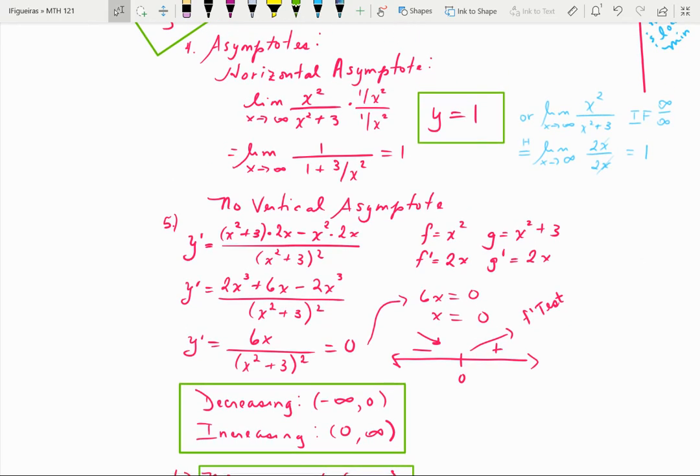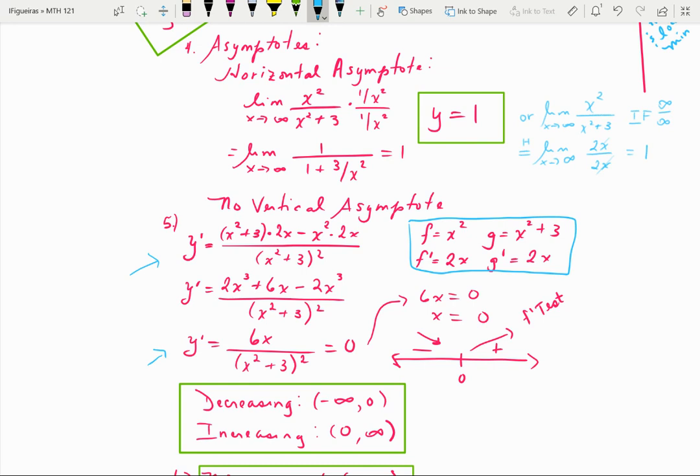Derivatives. So remember, first derivative allows you to find intervals of increasing and decreasing, maximums and minimums. So because my original function is a quotient, I'm going to use quotient rule. And so the work is here on the side, and the actual derivative applying the quotient rule is here on the left. So remember, it's gf prime minus fg prime all over g squared. When you simplify, you get that the derivative is 6x over (x squared plus 3) squared.